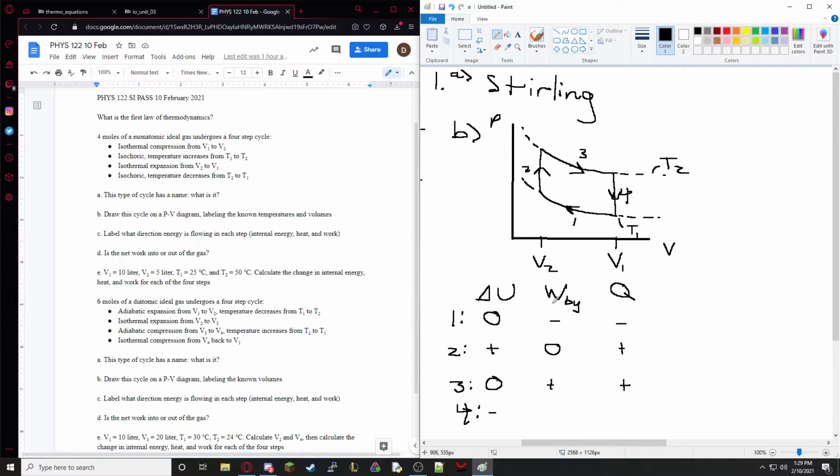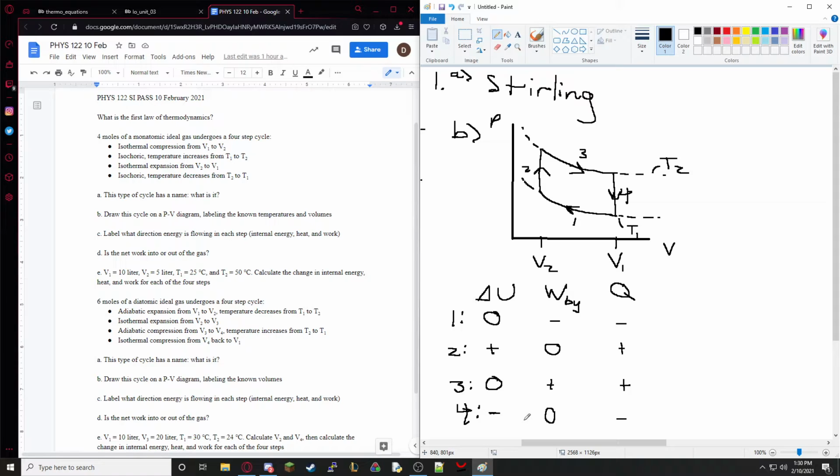Then the work being done by the system during step 4 is what? 0. Yep, because there is no change in volume, which means that our heat flow has to be negative so that the total change in energy is negative. Boom. Does anyone have any questions about this? It's pretty simple if we just break it down step by step.